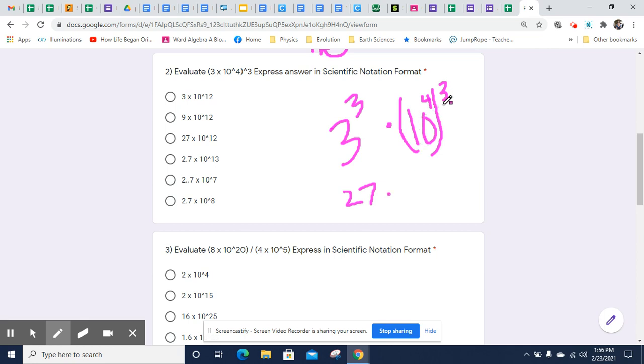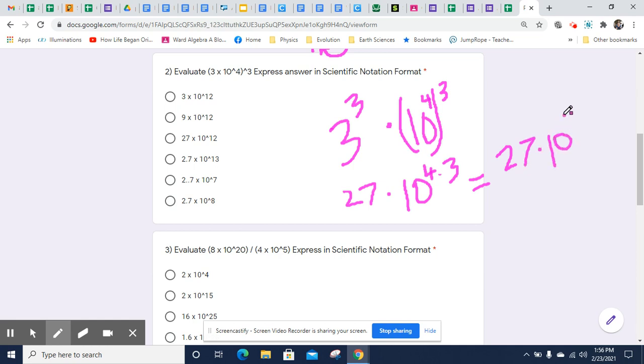And 10 to the 4th to the 3rd power is 10 to the 4 times 3. So that's 10, because it's 10 to the 4 times 10 to the 4 times 10 to the 4, which is 4 plus 4 plus 4, or 10 to the 4 times 3 power. And that ends up being 27 times 10 to the 12th.